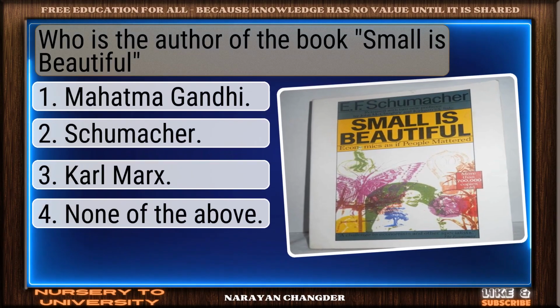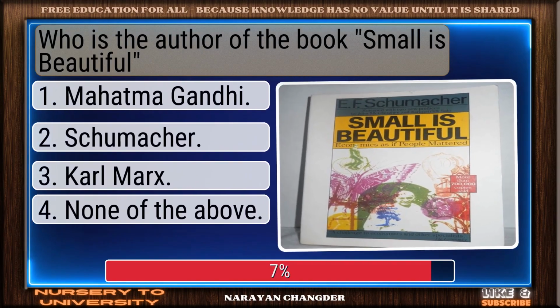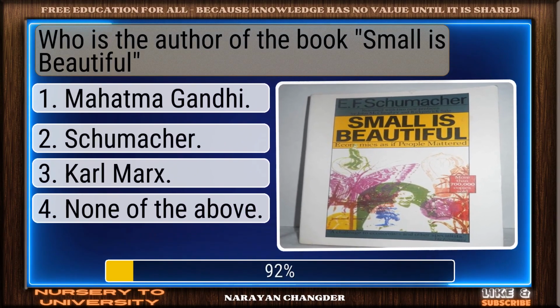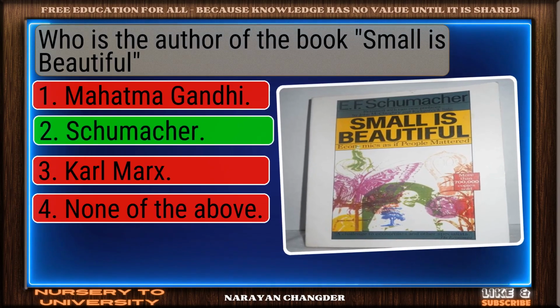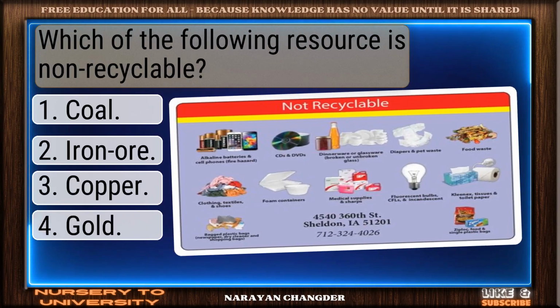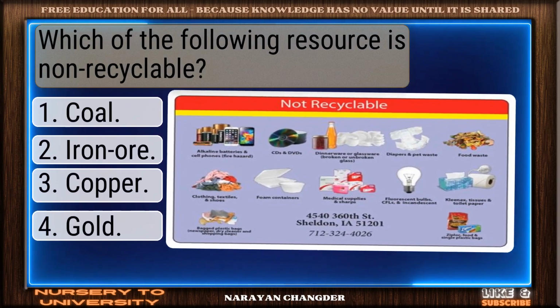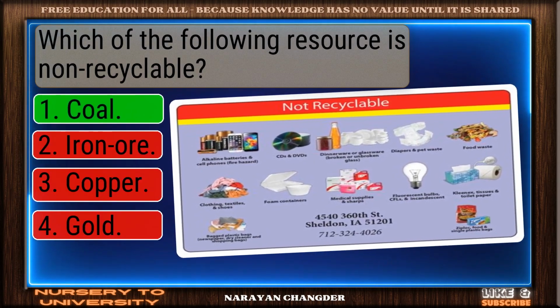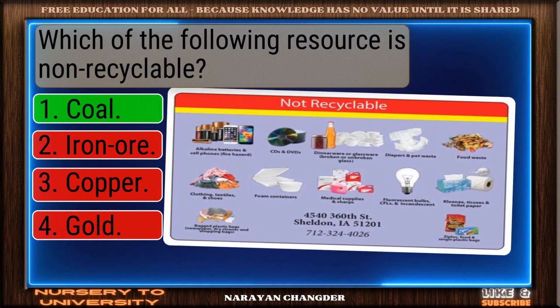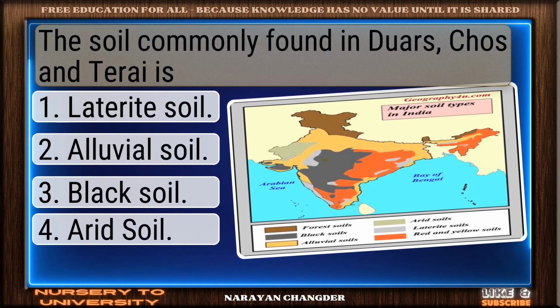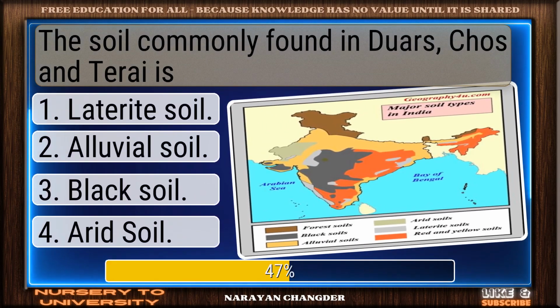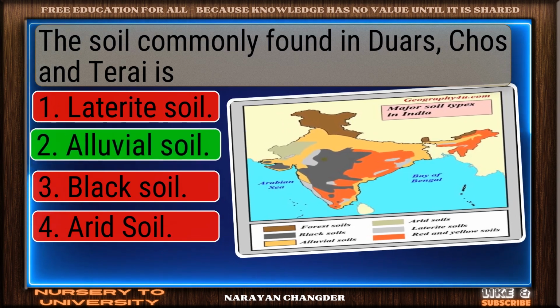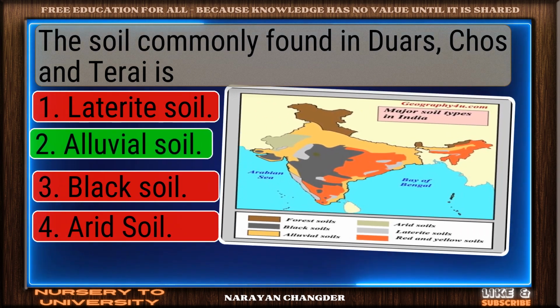Who is the author of the book Small is Beautiful? Correct. Schumacher is spot on. Which of the following resource is non-recyclable? Good job. Coal works well. The soil commonly found in deltas is. Strong choice. Alluvial soil is right.